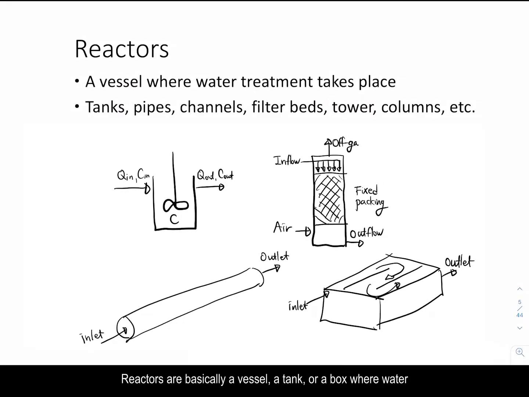And reactors are basically a vessel, a tank or a box where water treatment takes place. And they may be in different forms, right? They may be in tanks. That's, I think, the most obvious one that we see. But they could also be in something like channels. So water may travel through in a maze shape, like in a channel. Or they may also be pipes.